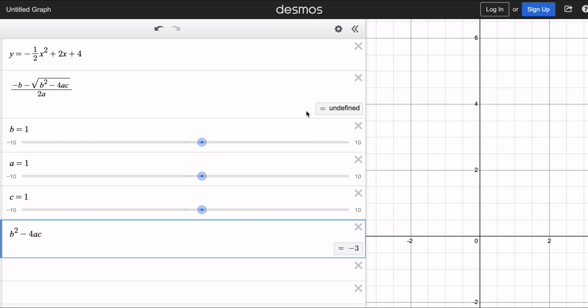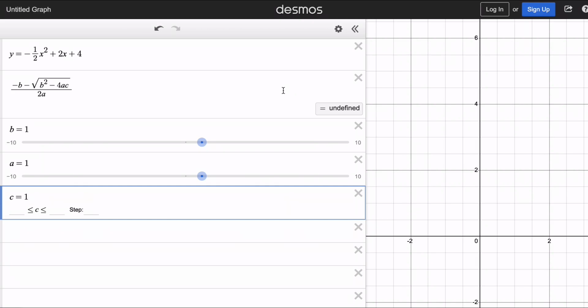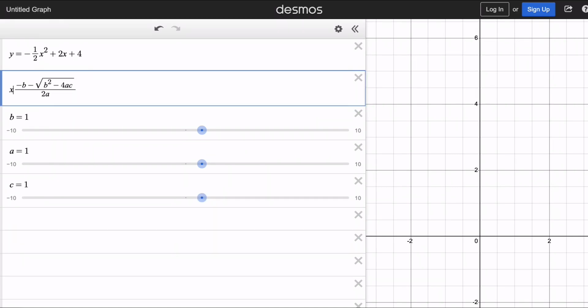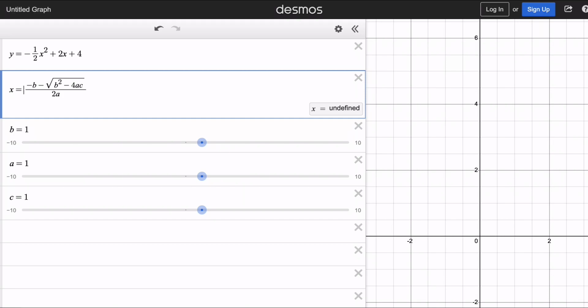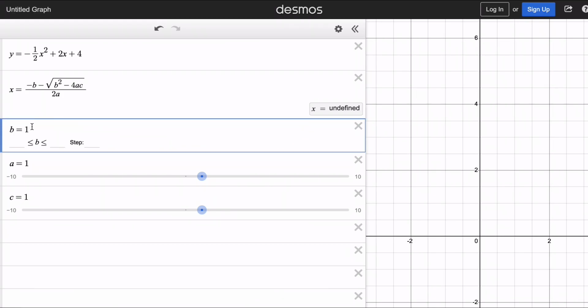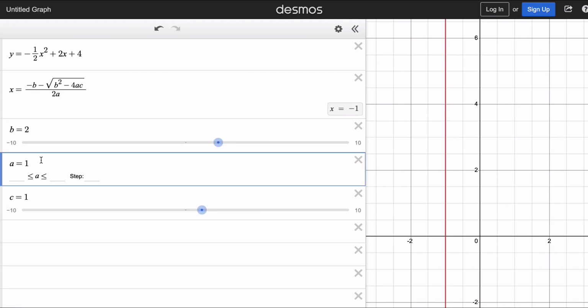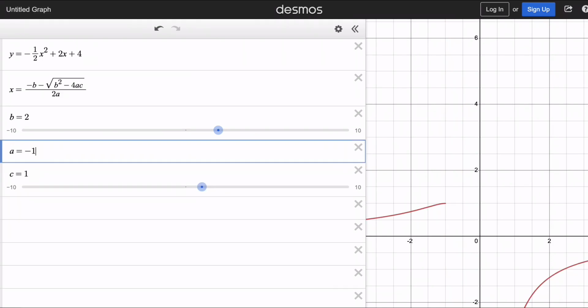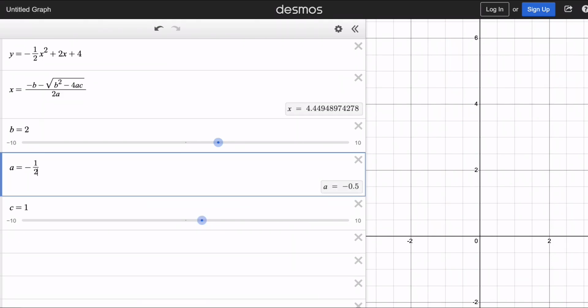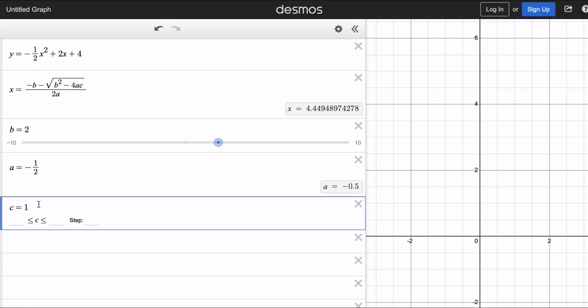The first one is still the same. If we want the x, because we know the x equals this one, right? What we need to do is replace the a, b, and c into the formula here. And what is b? It's 2. What is a? Negative 1 over 2. And what's c? C is 4.